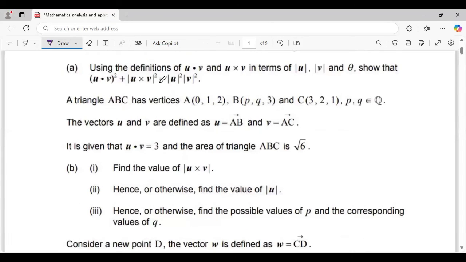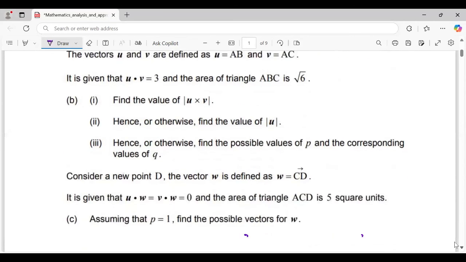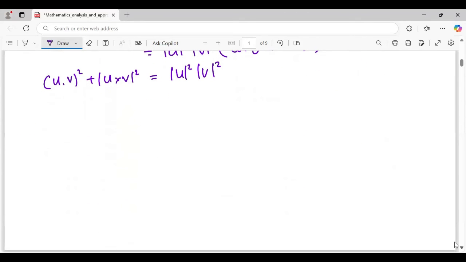This one. A triangle ABC has vertices A(0, 1, 2), B(p, q, 3), and C(3, 2, 1). The vectors u and v are defined as u equals vector AB and v equals vector AC. It is given that u dot v equals 3 and the area of triangle ABC is square root 6. Find the value of modulus u cross v. Okay. Part B.